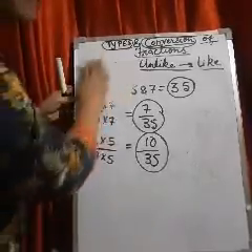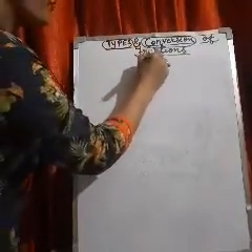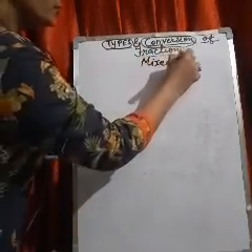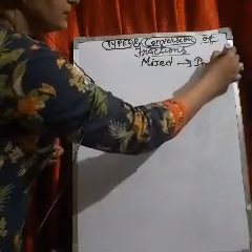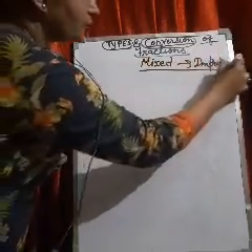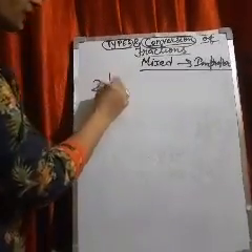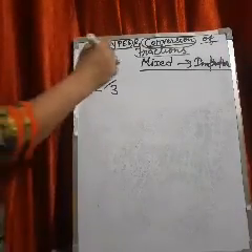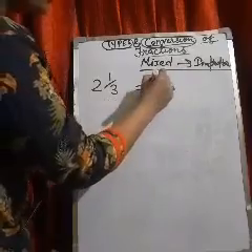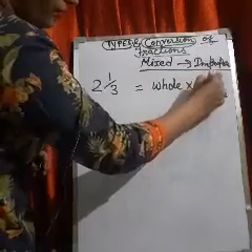Now the other important conversion is mixed fraction to improper fraction. Let's take this mixed fraction. Now, how can we convert a mixed fraction into an improper fraction? For that, what we do is whole multiplied by denominator.